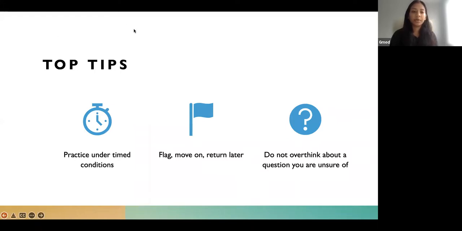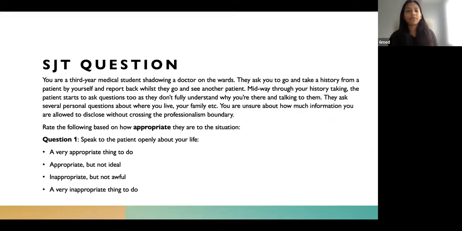Main tips for situational judgment is to practice under time conditions and flag, move on and return back to it later. Don't overthink a question you're unsure of. So if you've got one of these questions and you're really struggling between C and D, and you've decided, okay, I'm going to go with C, it's most likely that in most statements that they give you, it's not going to be a really extreme answer.